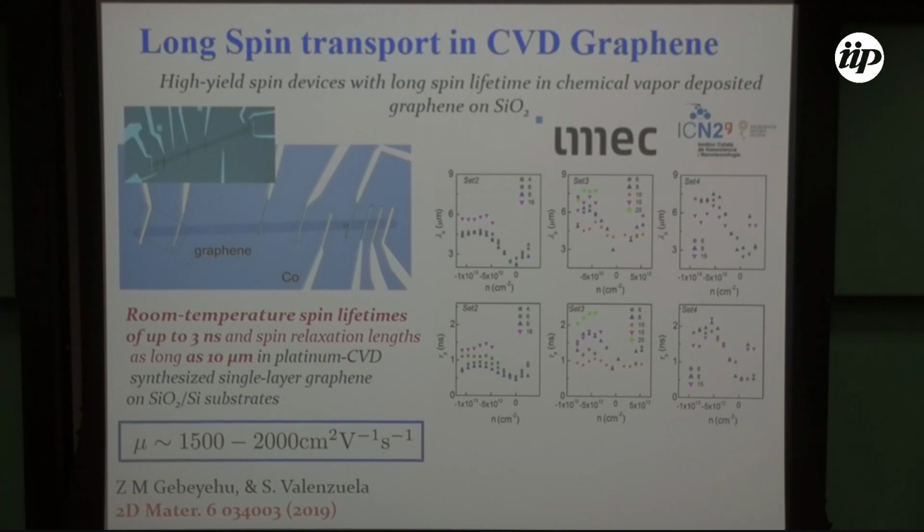The most recent result, which is extremely interesting for the community now, is this one published by Sergio's group and IMEC, who succeeded in a systematic, very controlled fabrication of spin devices with CVD graphene, which is scalable. And they found that the room temperature spin lifetime is in the order of a few seconds, and the spin diffusion length is 10 microns at room temperature. So it's like the best exfoliated graphene.